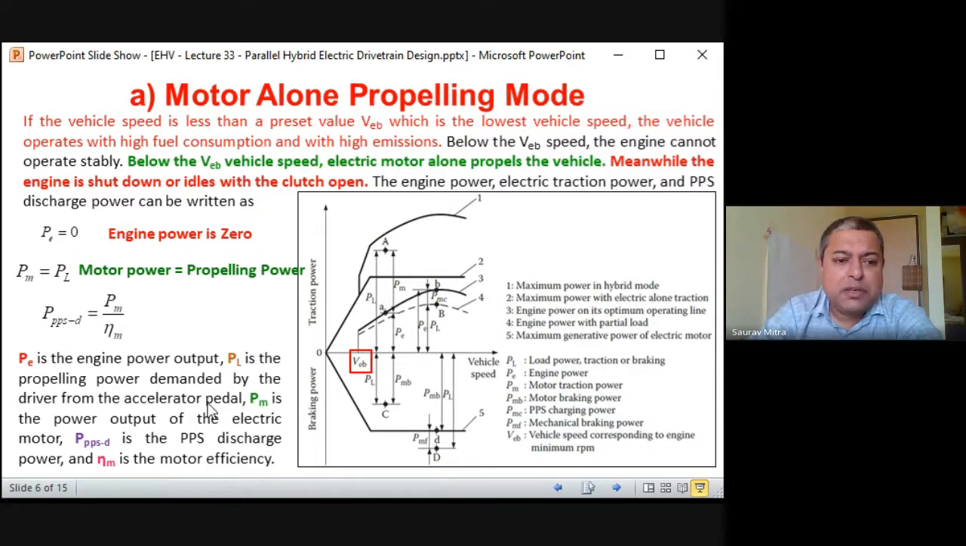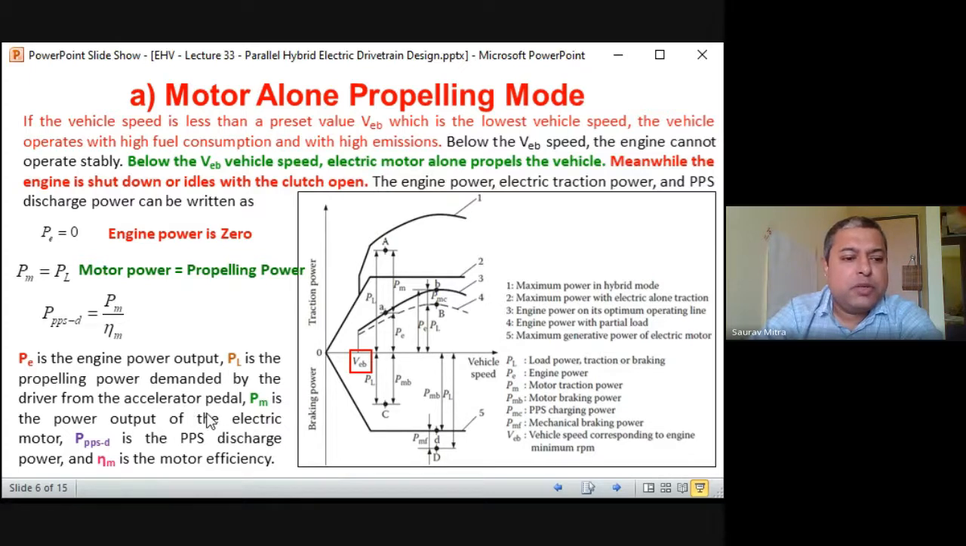So PL is the power required to drive the vehicle. The operator does not care where the power comes from, whether from the engine or from the PPS source. He just demands it. The vehicle controller has to see that this PL power is supplied by either the engine, the PPS, or the motor, whatever. So PL is the power required to propel the vehicle.